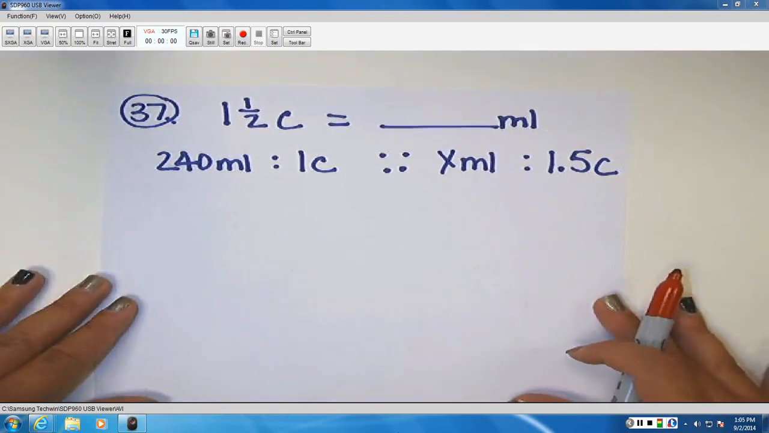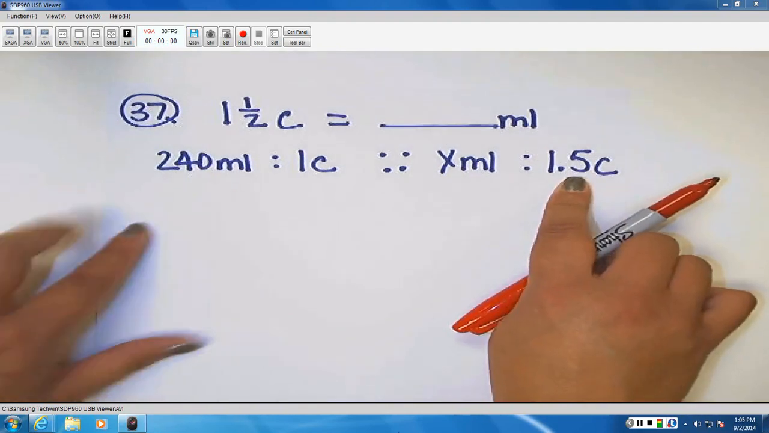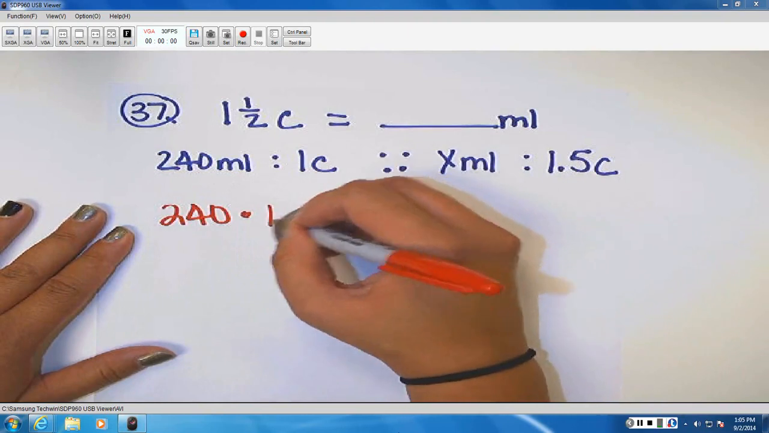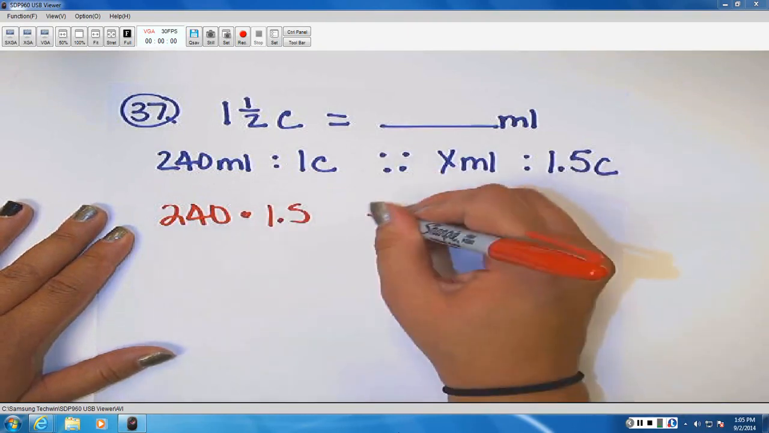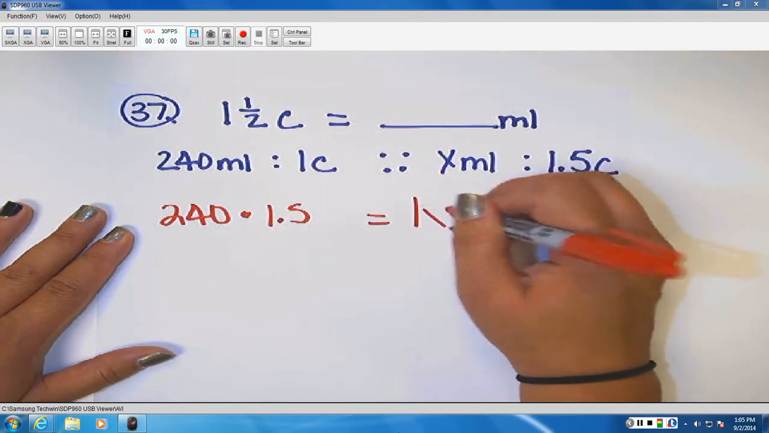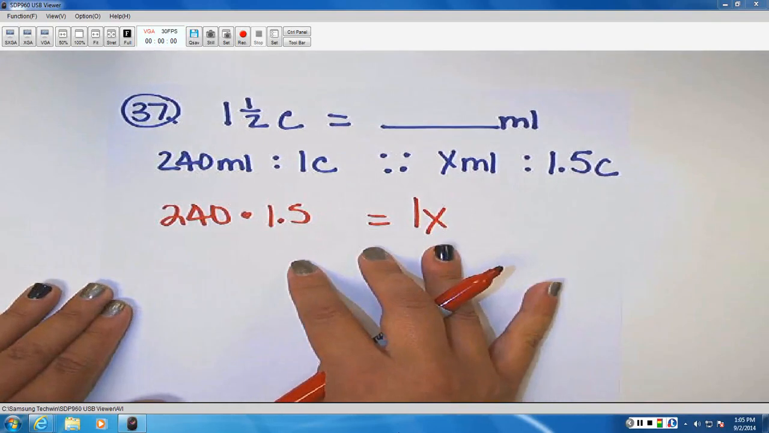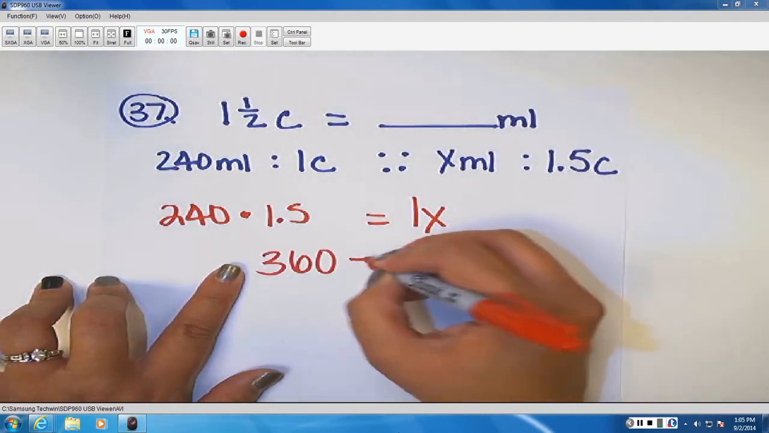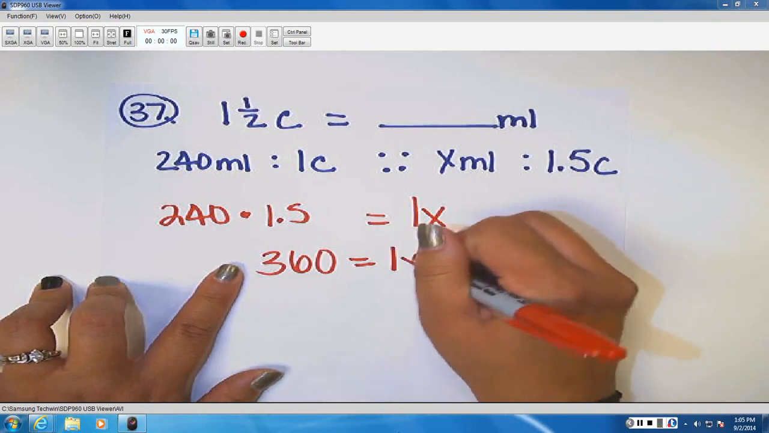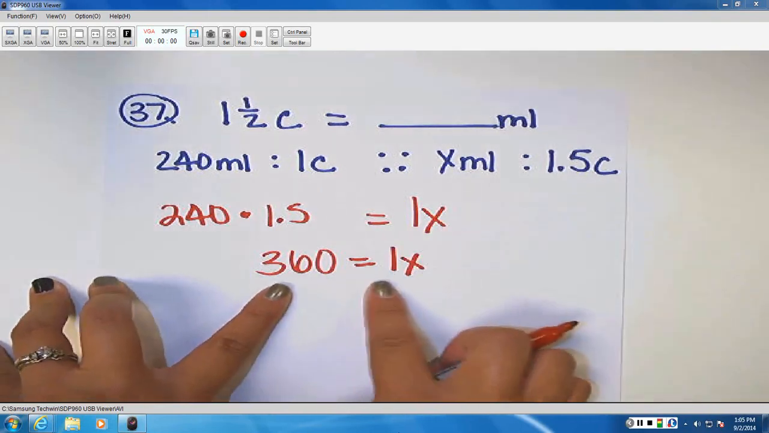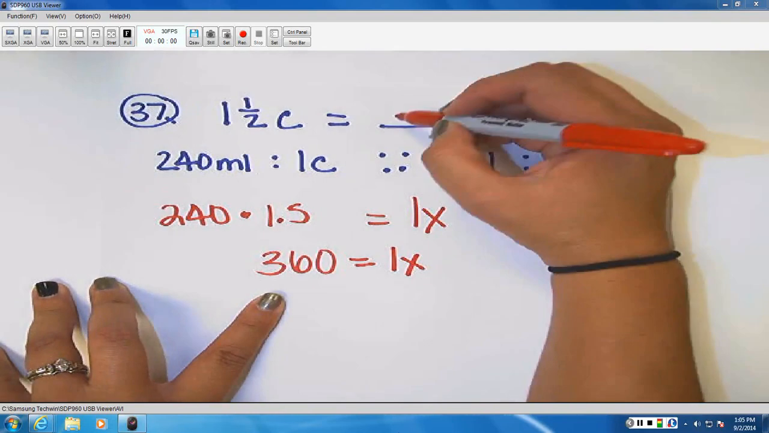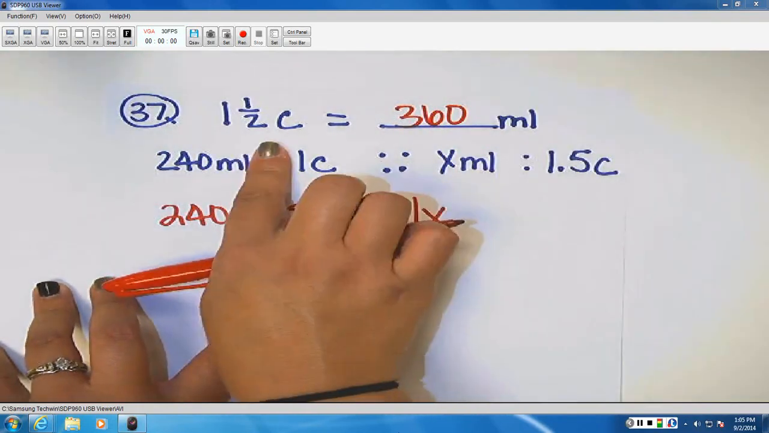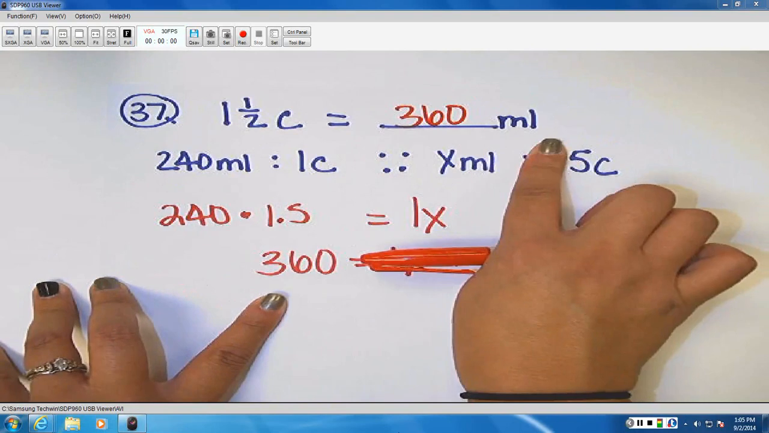So here's my equation. Again, I'm going to multiply my two outer numbers, 240 times 1.5, and then this is going to be 1x. So when I do that, I come up with 360 equals 1x, or 360 would be my answer. So I can plug that up here. And now I know that 1.5 cups equals 360 mLs.